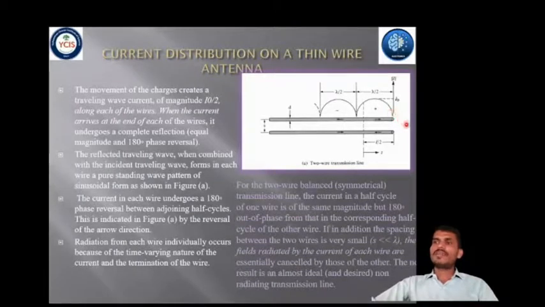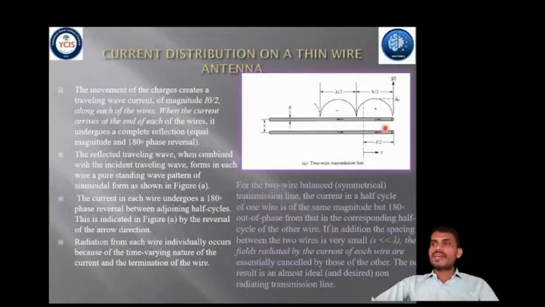The reflected traveling wave, when combined with the incident traveling wave, forms a pure standing wave, that is a wave pattern in sinusoidal form, and it can be shown in this figure. You can see that this is your standing wave. Now, the current in each wire undergoes a 180-degree phase reversal between adjacent half cycles. This is indicated in figure 1.15a by a reversal of arrow direction. You can see the arrow direction of the first cycle and the arrow direction of the second cycle.